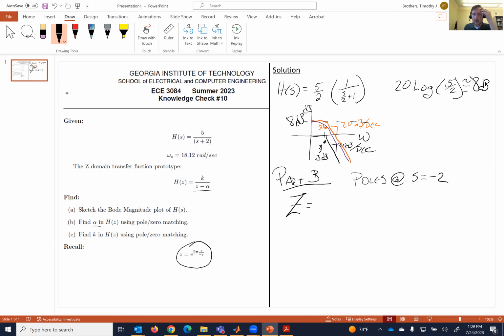So we get z is going to be equal to e to the 2 pi. And here's the s equal to -2.